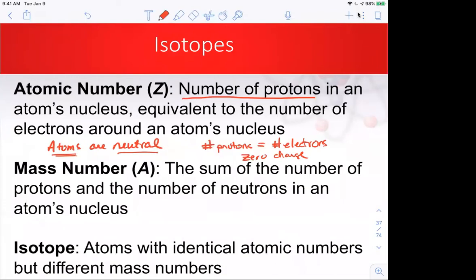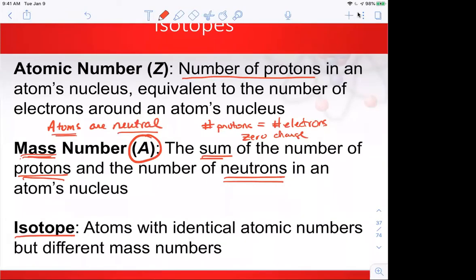There's another characteristic called the mass number. This is given a designation, the letter A. Now this is important. This is the sum of the protons and the neutrons in the atom's nucleus. Remember, the mass of the atom resides in the nucleus, and the mass is due to the protons and the neutrons, which have about the same magnitude of mass. So the mass number for an atom is going to be the sum of the number of neutrons and the number of protons in that nucleus.